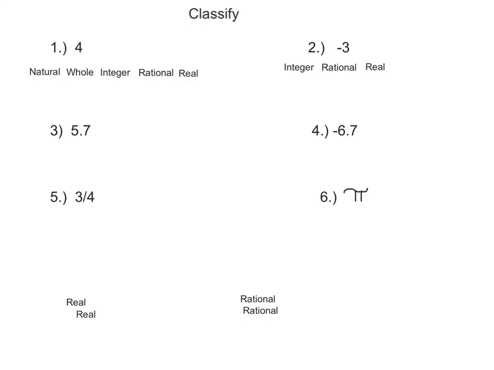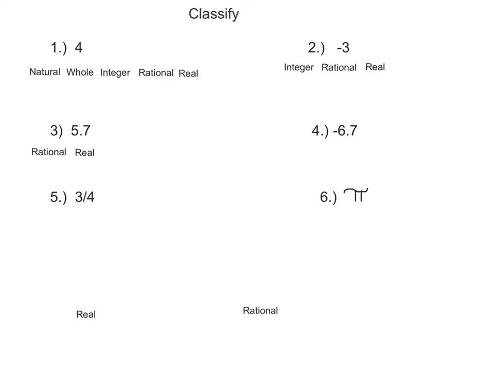So let's look at example 3. We've got 5.7. Now, it's a decimal. So if it's a decimal, it cannot be a natural, whole, or integer number. So the next classification will be rational, which is right because rationals are all fractions and numbers that can be written as a decimal. So 5.7 we would classify as rational and all numbers are real.